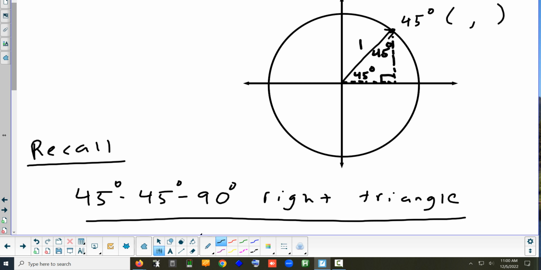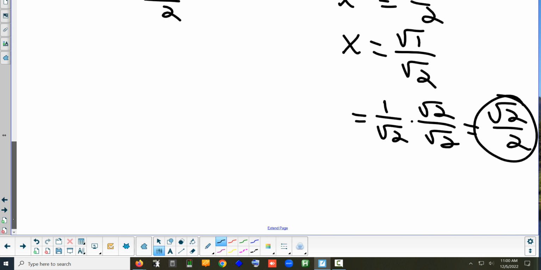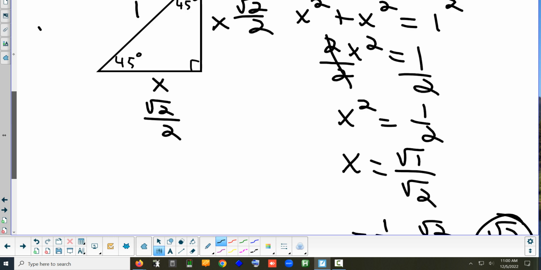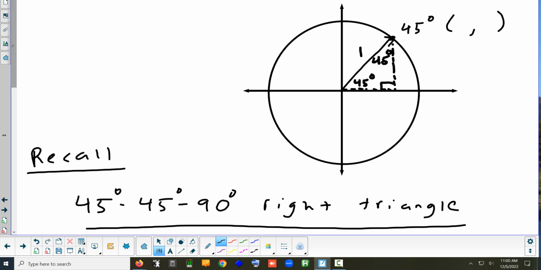Where'd you get that number? The square root of 2 over 2. Yeah. So square root of 2 over 2, comma, square root of 2 over 2. You go right root 2 over 2, and then you go up root 2 over 2. That's the coordinate for 45 degrees.